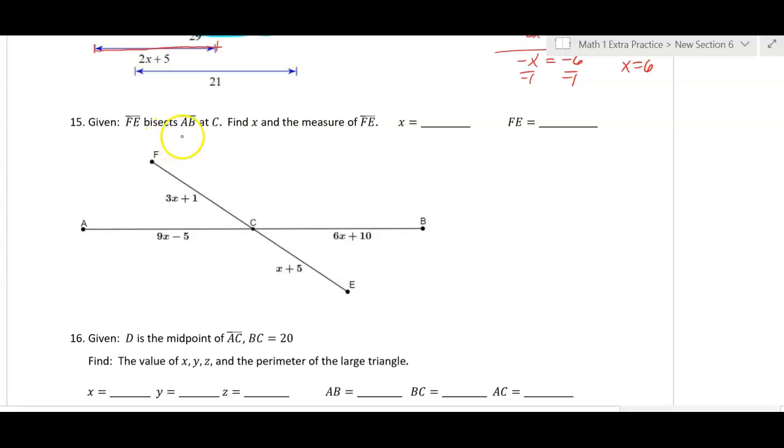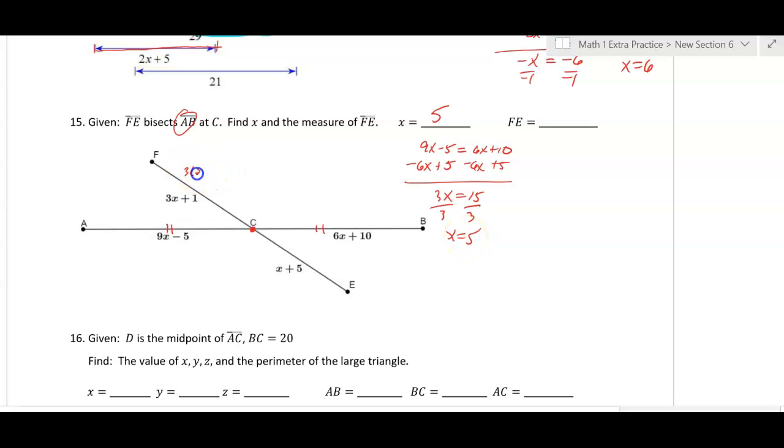Okay, FE bisects AB at point C, right? So if FE bisects AB, that means these two segments are congruent because I bisected AB. So I know those segments are congruent. So now I can go ahead and solve for x. 3x equals 15. X equals 5.